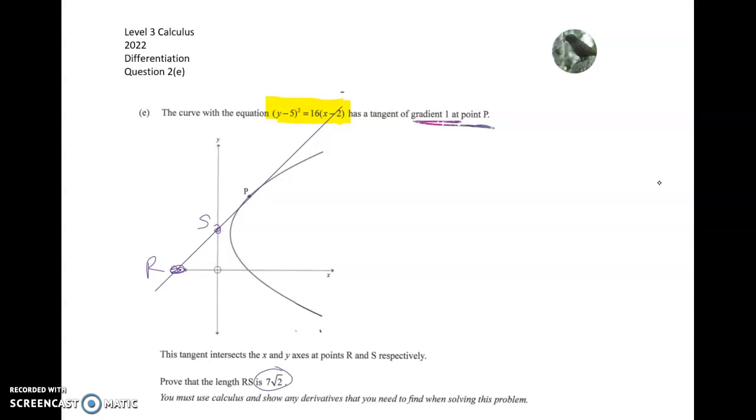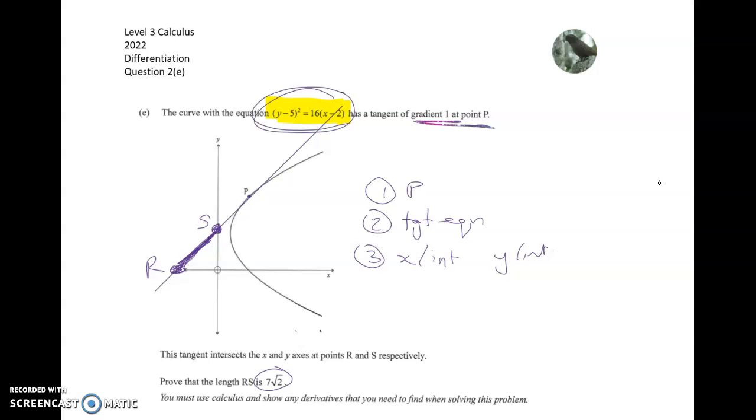So steps to solve this problem are 1, we're going to find P, 2, we're going to find the tangent equation, and 3, we're going to find the x-intercept and the y-intercept. So we're going to get the coordinates of this point and the coordinates of this point, and we're going to use Pythagoras to get the distance between the 2 points. So it's not too bad once we find point P, and to do that we need to differentiate this curve and figure out where the gradient's equal to 1.